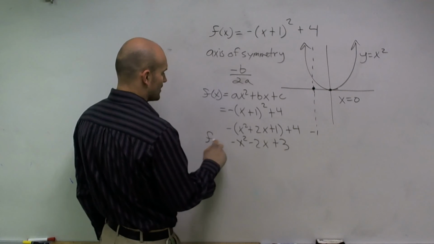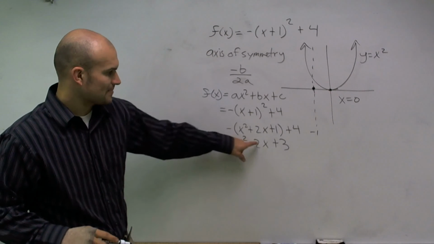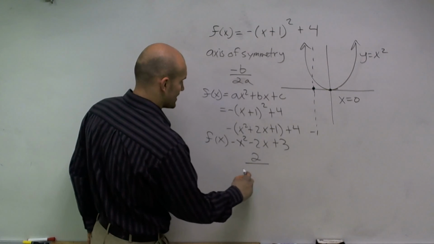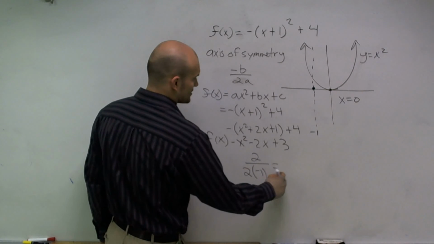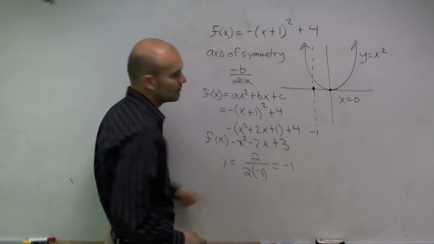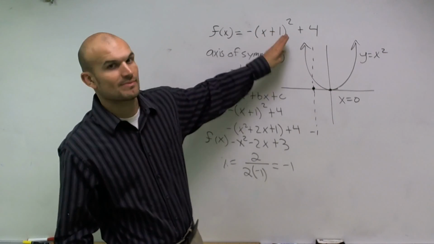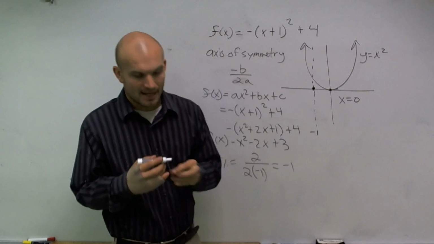All right, so therefore, if I take a look at this and say, well, the opposite of b, which would be a positive 2, divided by 2 times a, which is -1. And that answer gives me x equals -1, which again is the same answer that I very quickly and easily found by just using my transformations. But that's how you find the axis of symmetry algebraically and graphically.